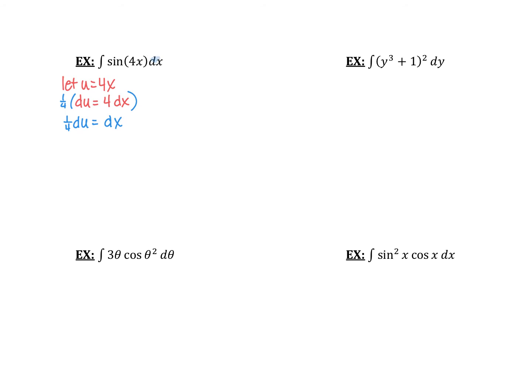Now the substitution becomes very clean. I'm going to replace dx with 1/4 du. And so then this integral becomes the integral of the sine of u, and then this would be 1/4 du. Now that notation looks a little funky, so I'm going to go ahead and rewrite that: 1/4 times the integral of the sine of u du.